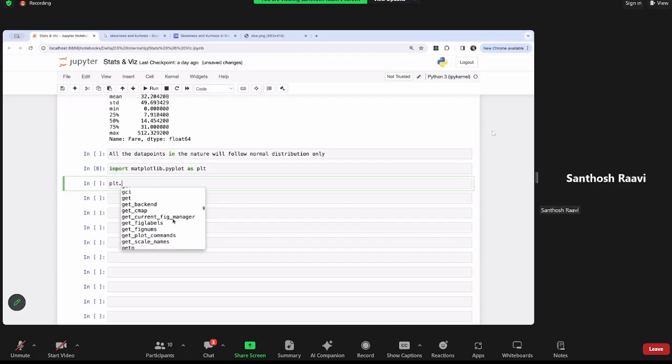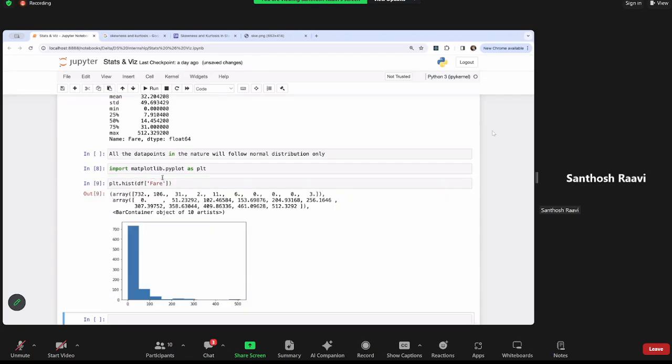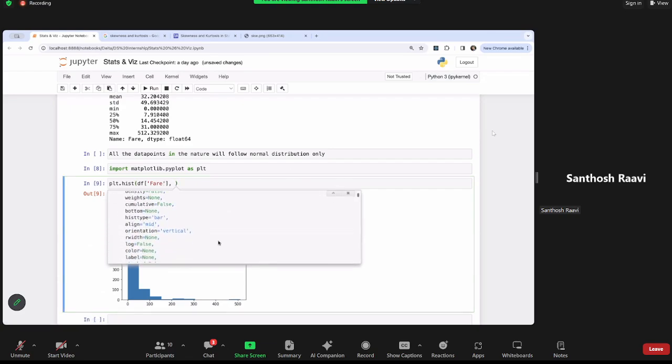Let me check. Okay, histogram plot of, say for example, data frame of fare. One second, guys.